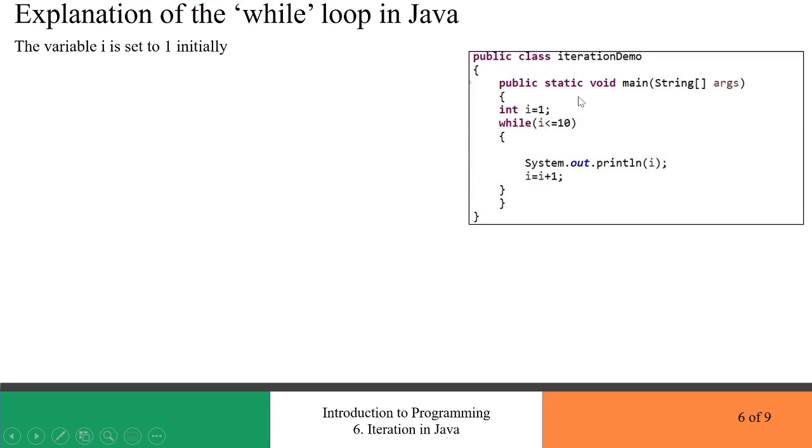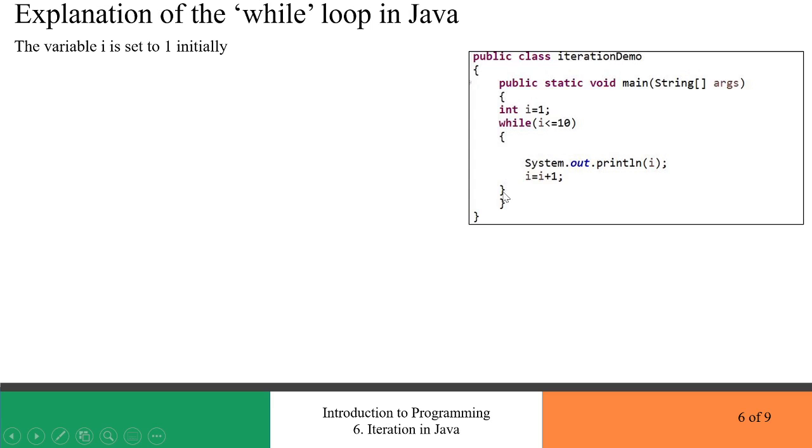Initially, the variable i is set to 1. The control reaches the while statement. The condition that we check here is while i is less than or equal to 10. As the value of i is 1, 1 is less than or equal to 10 is true. Hence, the statement inside the body of the loop is executed, namely the value of i is displayed, which is 1. Following this, the value of i is incremented by 1 to 2.